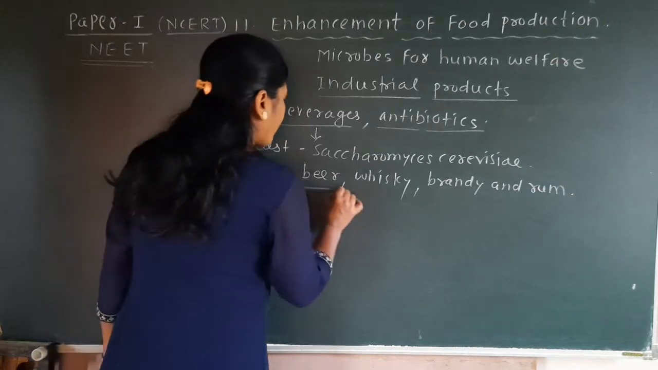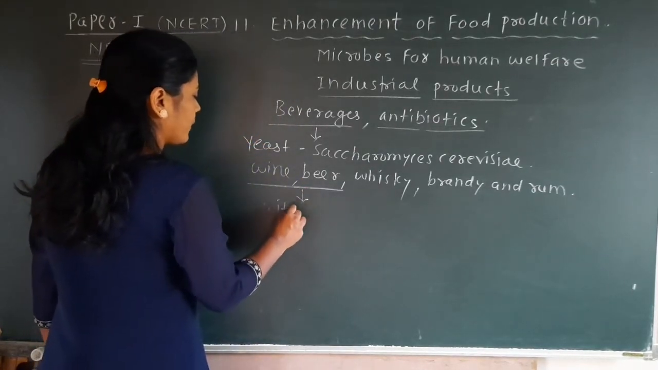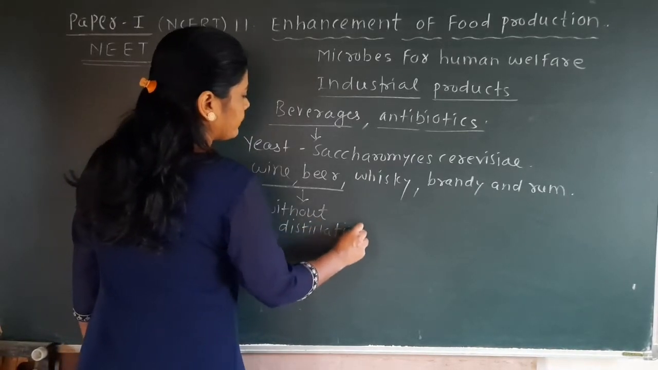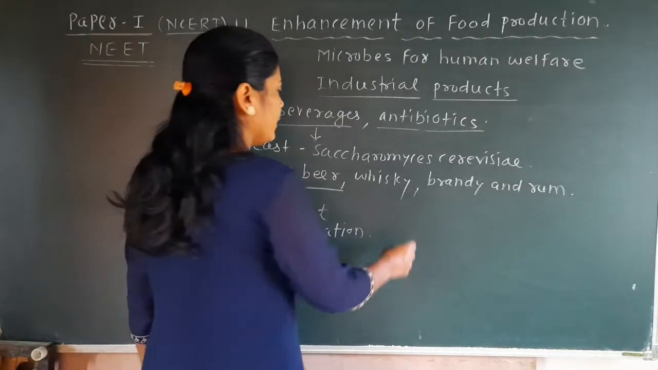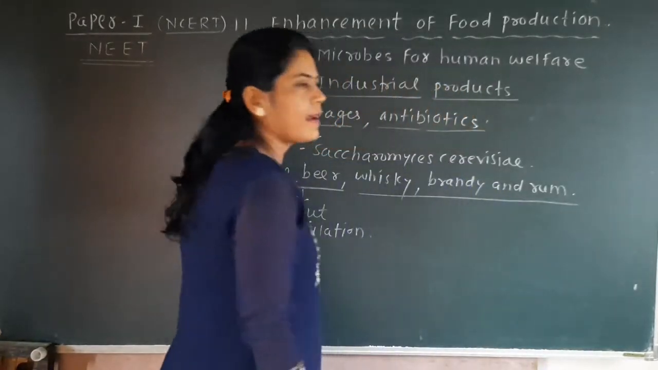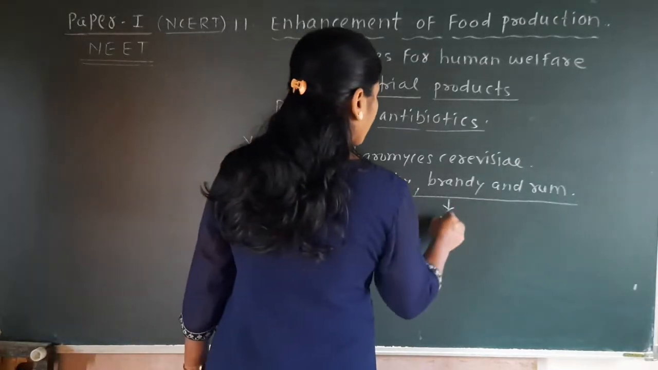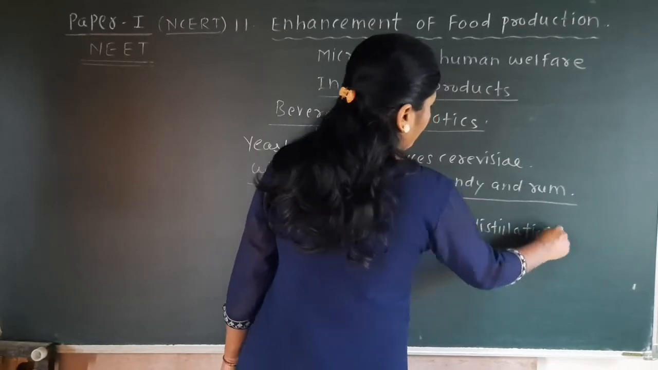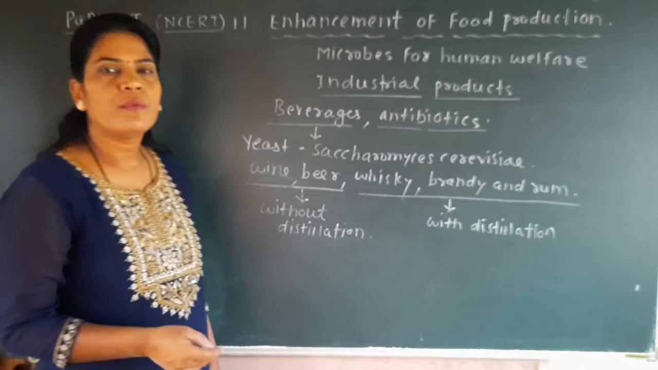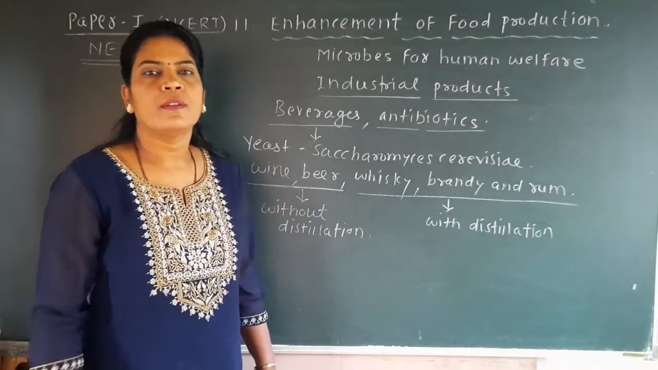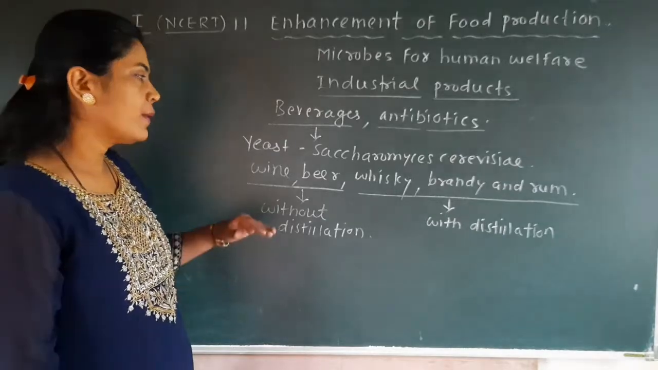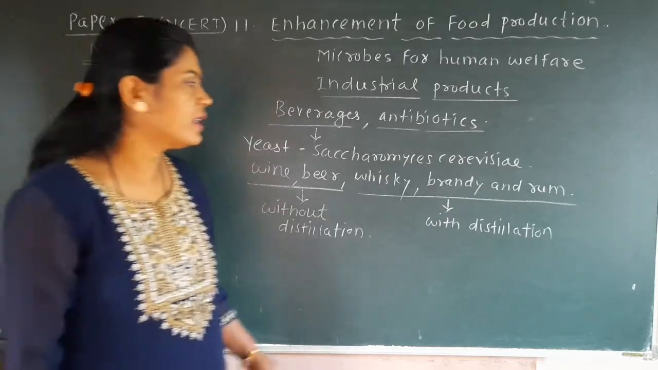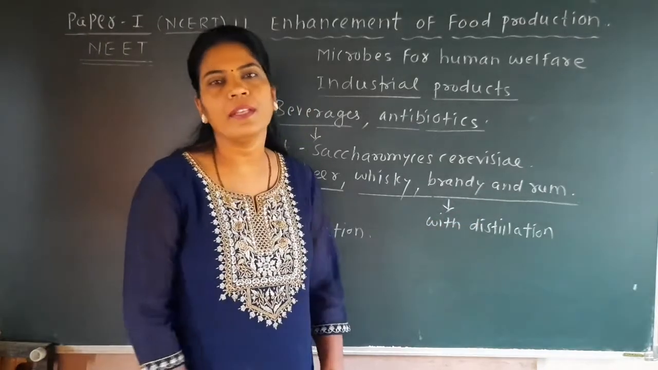Here also they have given that wine and beer are produced without distillation, while whiskey, brandy and rum are produced with distillation. We have discussed what is distillation and what is the process without distillation, so we are not going to discuss it here because the same content is given in the NCERT book. Wine and beer are produced without distillation. Brandy, rum and whiskey are produced with distillation.